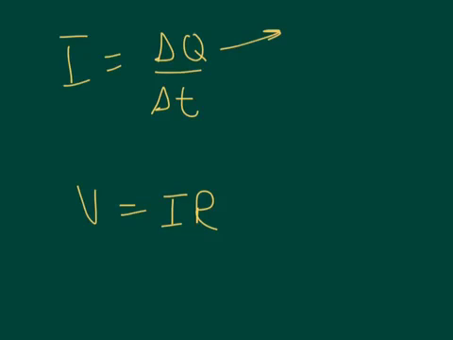With V equals IR, if we remember, if a material is ohmic, the resistance is constant. So if we solve for R here, and we did this in class, right? We get R equals V over I. Well, if the resistance is a constant number and it's not changing, if I double the voltage, I have to double the current. If I triple the voltage, I triple the current.